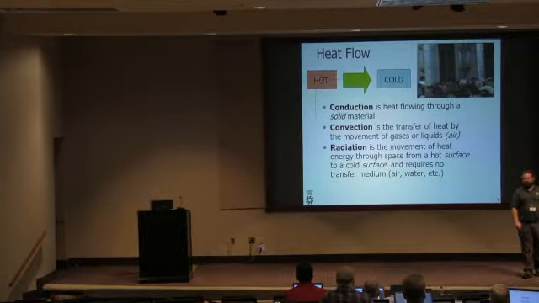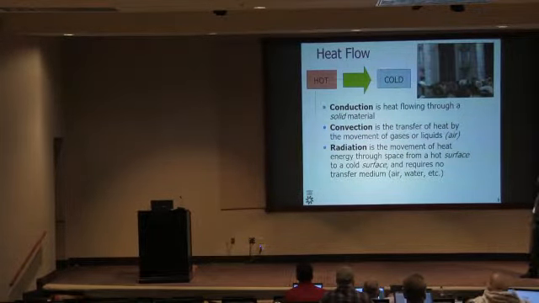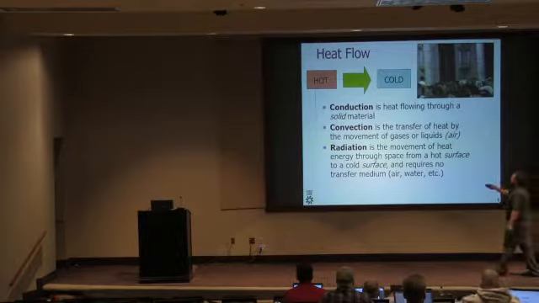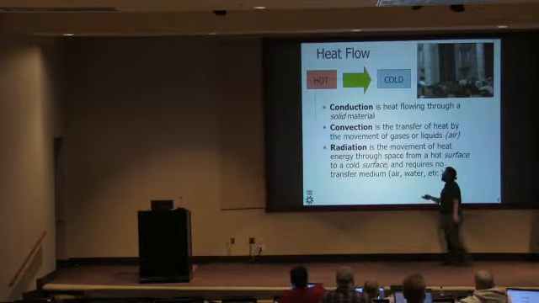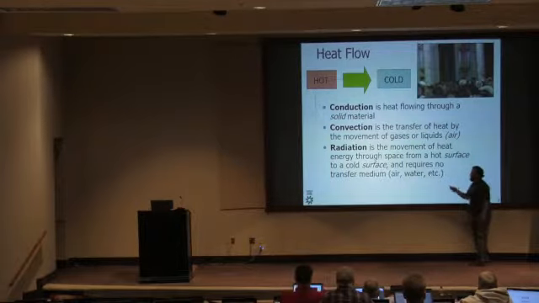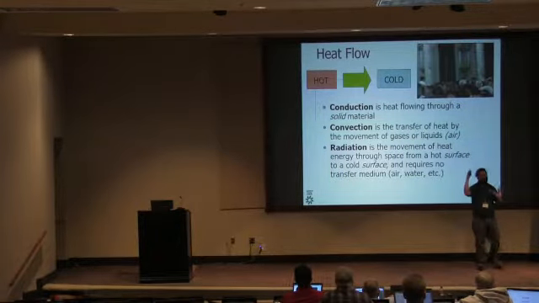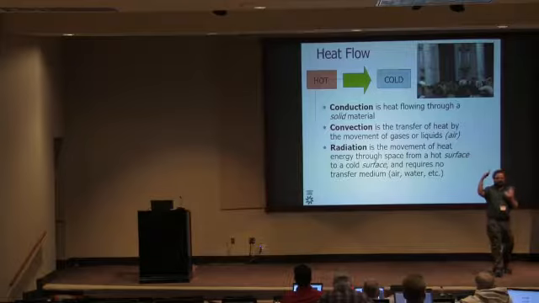Heat flows in three forms: conduction, convection, and radiation. It always flows downhill from more to less, from hot to cold. Conduction is heat flow through a solid material. Convection is through gases, air, and homes. And radiation is a hard one to explain, but it's surface to surface with nothing else carrying the heat.